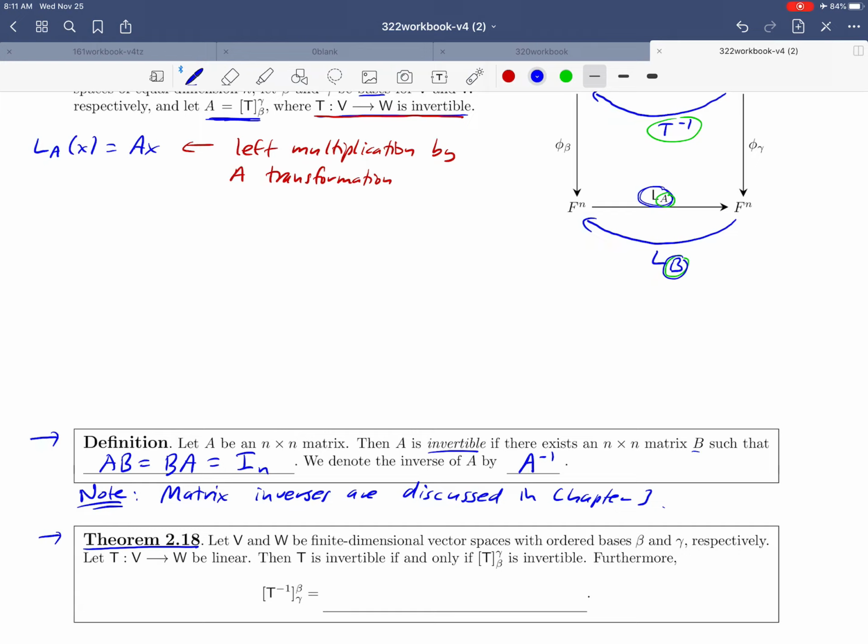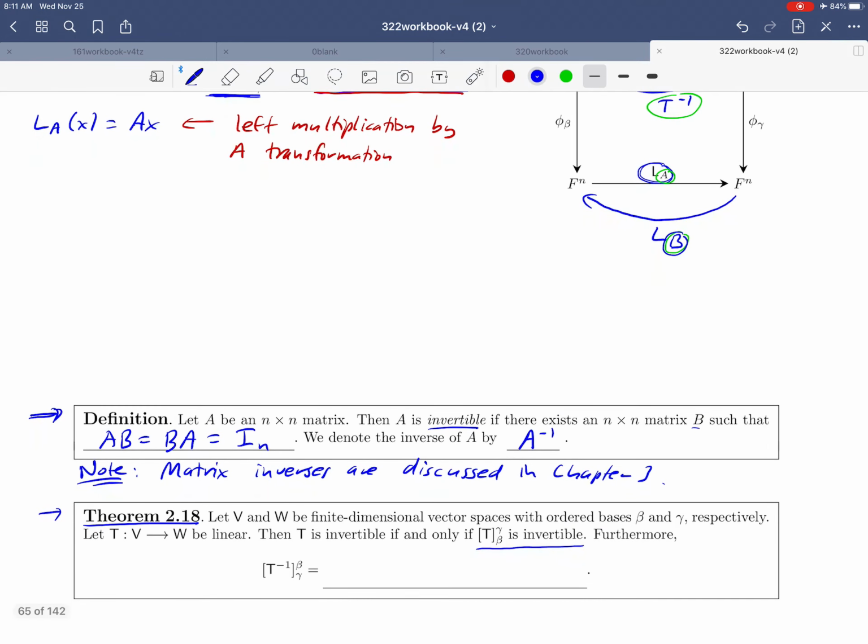Then T is invertible if and only if the matrix of T, taking beta to gamma coordinates, is invertible. So we can tell whether a linear transformation is invertible by just looking at the matrix of the transformation and asking if it's invertible according to this definition above. Moreover, we can say one more thing. To get the matrix of the inverse transformation T inverse going from gamma to beta, we can just take the inverse of the matrix of T. So if we take the inverse of the matrix of T going from beta to gamma, that's going to tell us what the matrix of the inverse of T is.